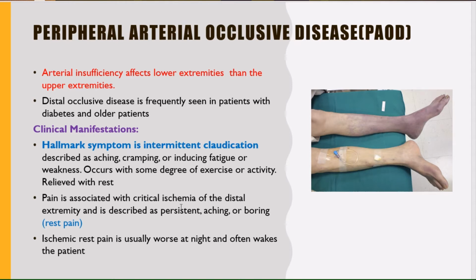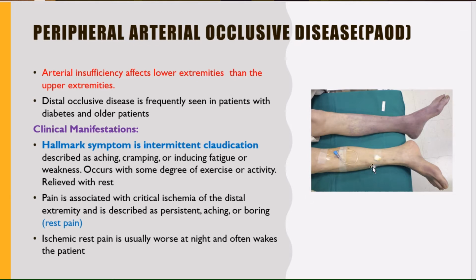But as the vessels get narrowed, the pain associated with the critical ischemia of the distal extremity can be a persistent aching or boring pain. So it's like non-stop pain. It's called rest pain. So they have persistent pain. It's not going away, it's there. Ischemic rest pain is usually worse at night and often wakes up the patient.